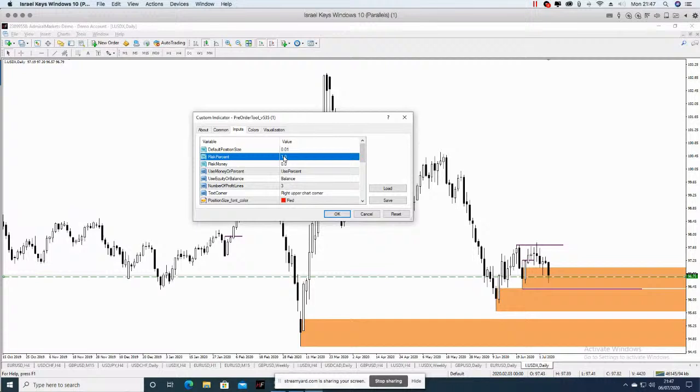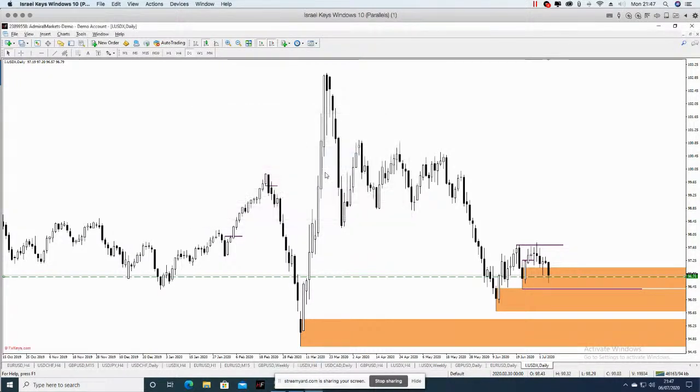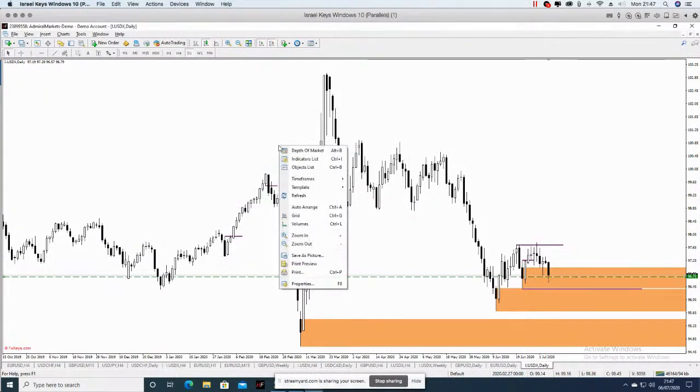Risk 1%. 10. Entry line should be blue. Stop loss line red. Profit line green. Yep. So I'm now going to save this template.